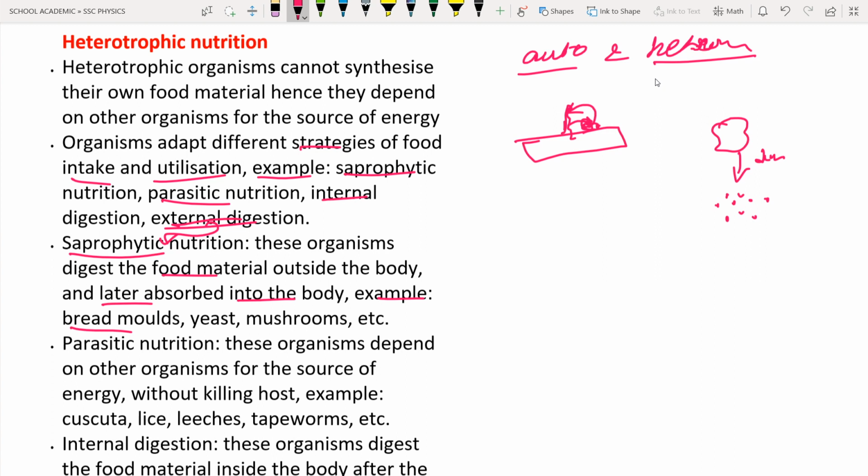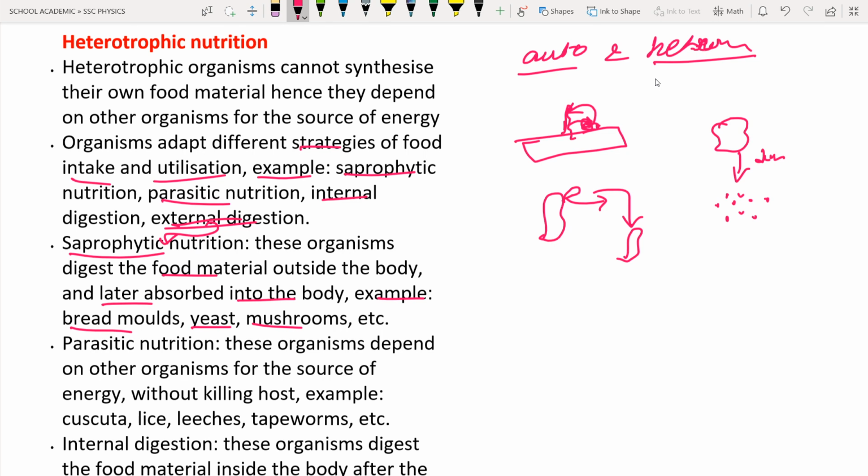Example, Rhizopus. Next is the yeast. We are going to discuss yeast in coming lessons. Yeast is a unicellular organism. It reproduces by the formation of a bud. A small growth will be seen on the body and it falls off, and this will grow as a new individual. This is known as budding in yeast. Next are the mushrooms. Mushrooms also do the same process. That is the saprophytic nutrition or external digestion.